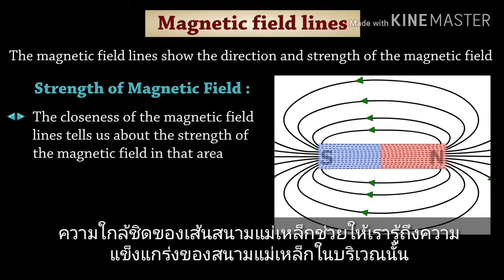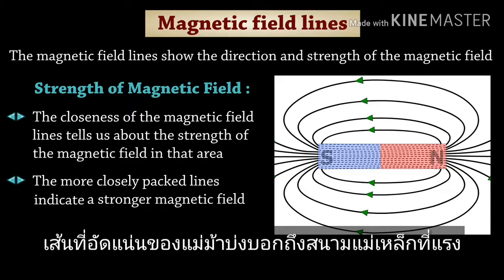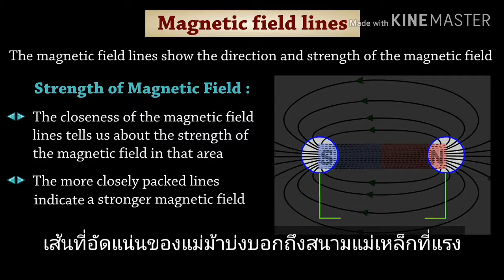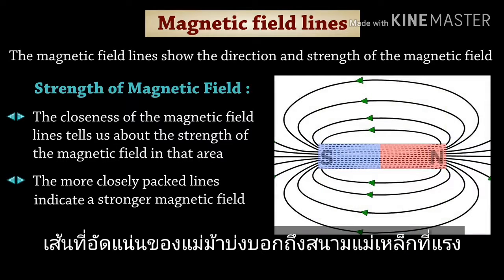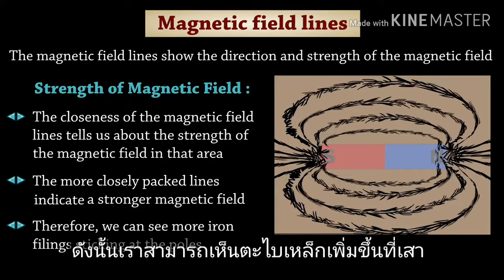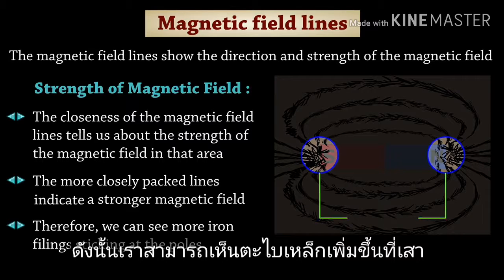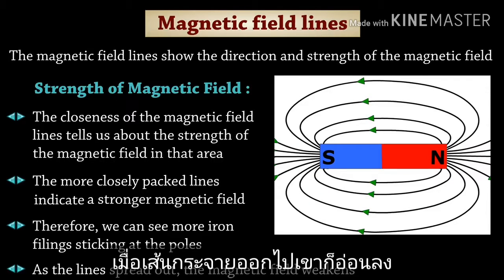The closeness of the magnetic field lines tells us about the strength of the magnetic field in that area. The more closely packed lines indicate a stronger magnetic field. Therefore, we can see more iron filings sticking at the poles. As the lines spread out, the magnetic field weakens.